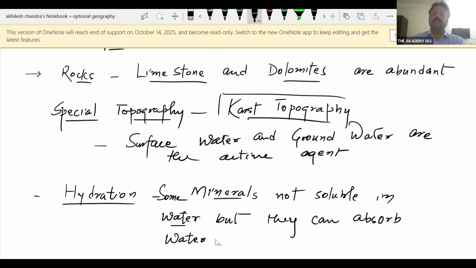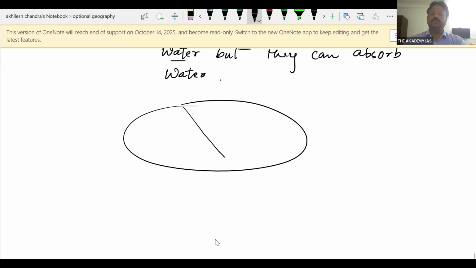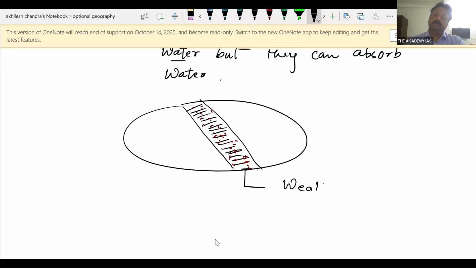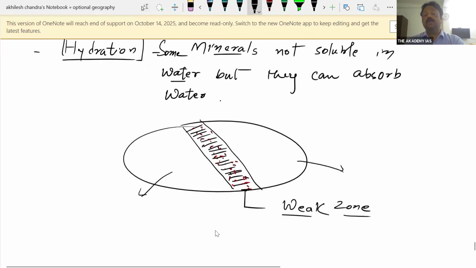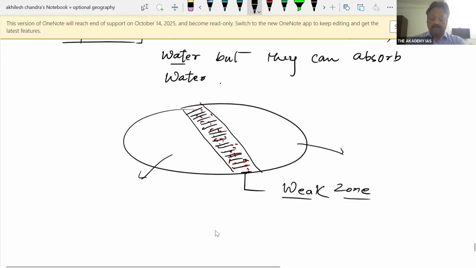Now this rock has this particular zone which contains a mineral which is not soluble. Soluble it is not, but if water comes, they absorb water. So if they absorb it, naturally this will create a weak zone over here. Along this weak zone, this rock gets disintegrated. So this process is called absorption, hydration. Water gets absorbed in this mineral and it creates a weak zone there.